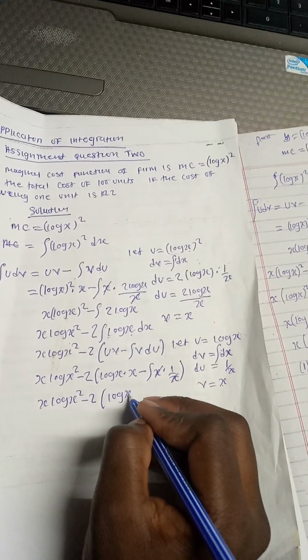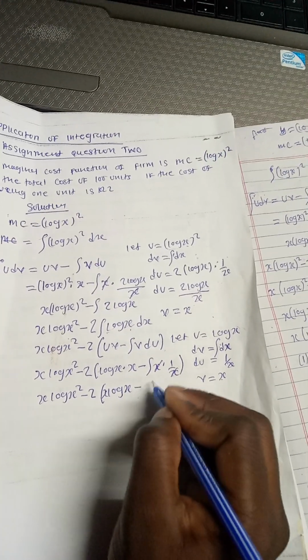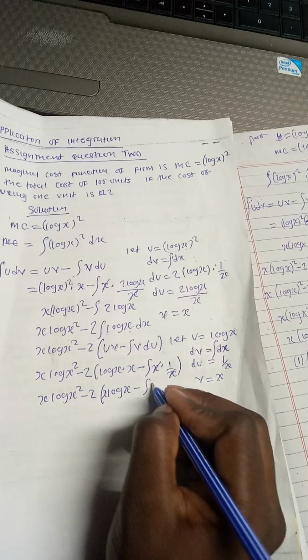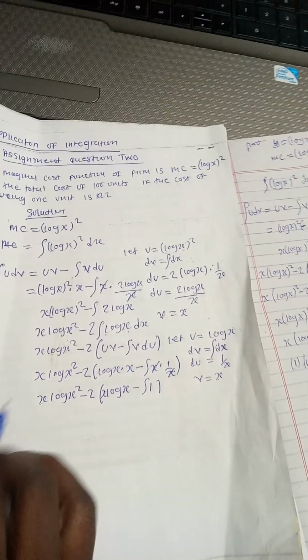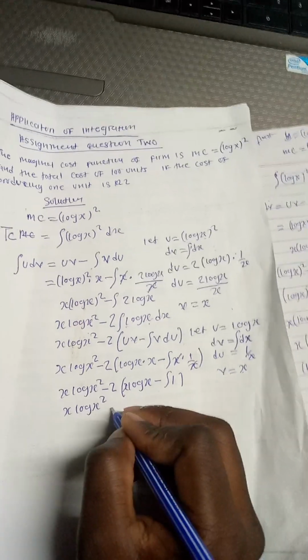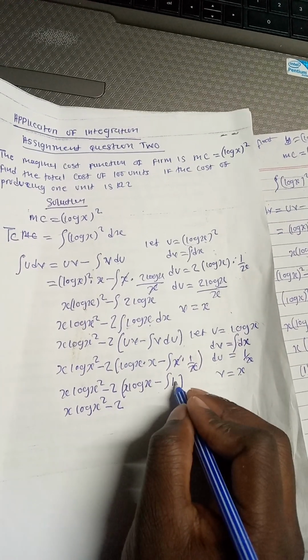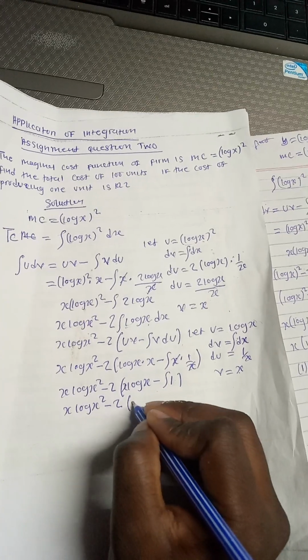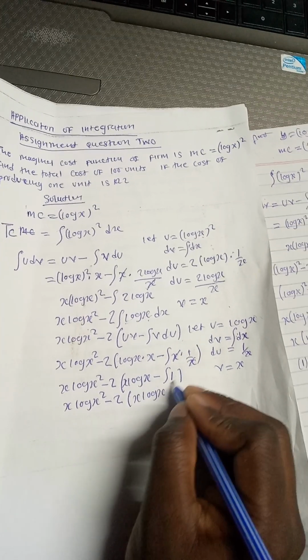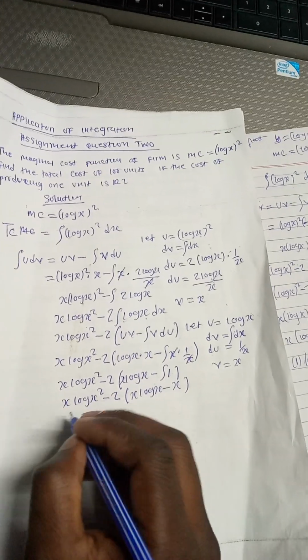We are remaining with x (log x)² minus 2, open bracket, log x. When you multiply log x with the x here, we are getting x log x, minus the integral of whatever remained here, which is just a 1. Then x (log x)² minus 2. We are supposed to integrate this one. So what are you getting when you integrate the 1? When we integrate this one, we are getting minus x. The integral of 1 is x.